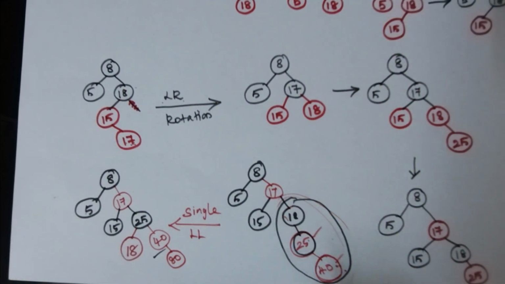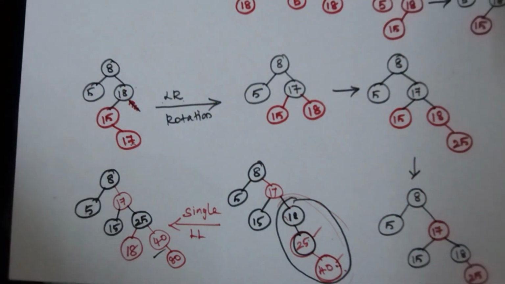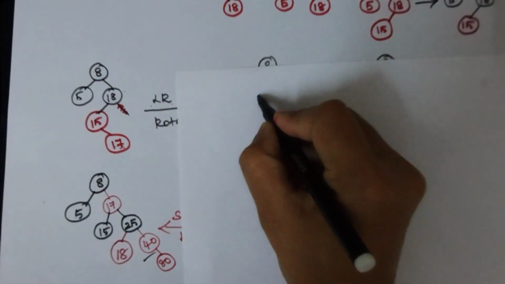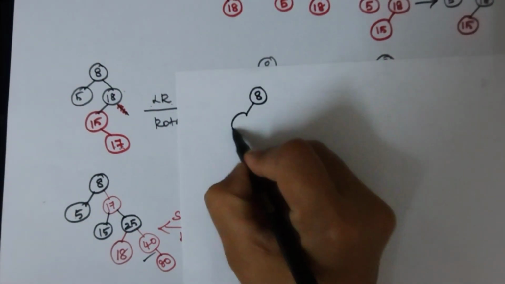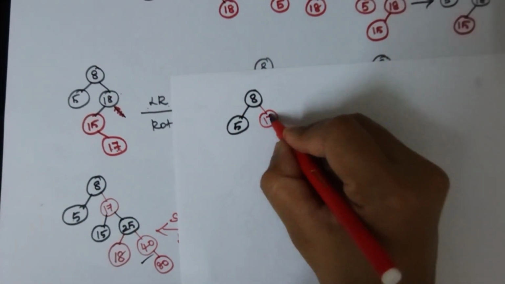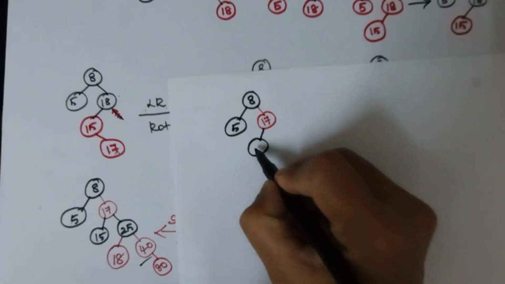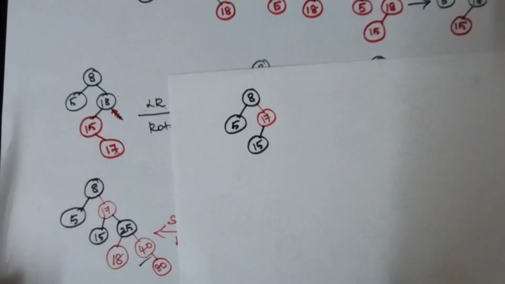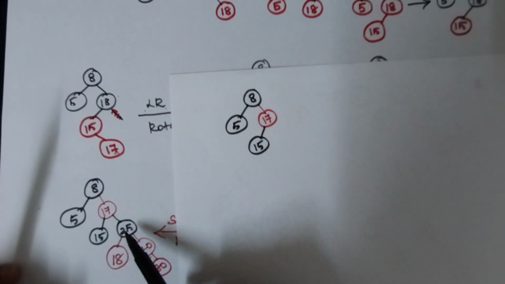Okay, so if I apply recoloring on these nodes, what will be the tree structure? I'm going to perform recoloring on this. Let 8 be as it is, and left of 8 is 5, which is black, and right side it is 17, which is red, and again coming to left of 17 is 15, that is black. Now I need to change colors of this node and this node, right?